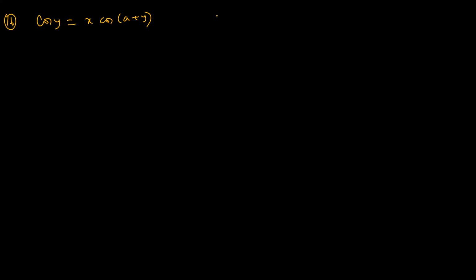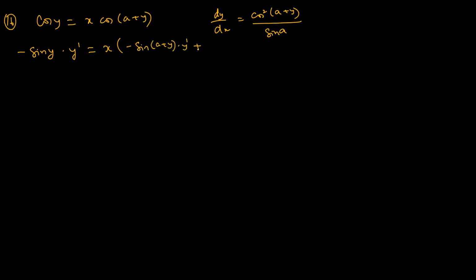So what is it we are supposed to put? dy by dx is equal to... Okay. Cos y, derivative is minus sine y into y dash is equal to x into derivative of this, which is minus sine of (a plus y) into y dash, plus cos of (a plus y). So collect all the y dash terms. So y dash into (x times sine of (a plus y) minus sine y) is equal to cos of (a plus y).